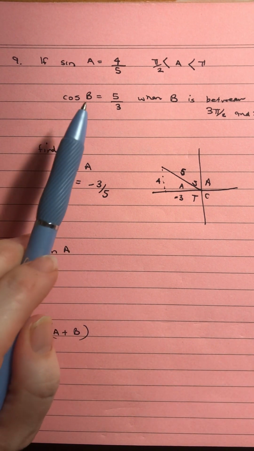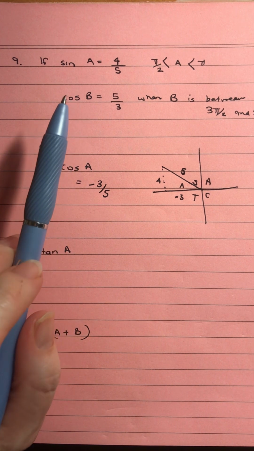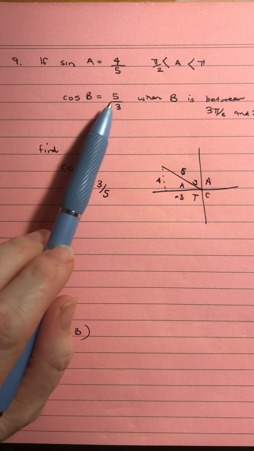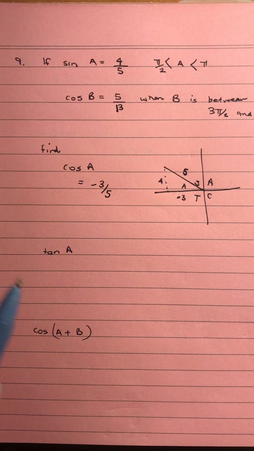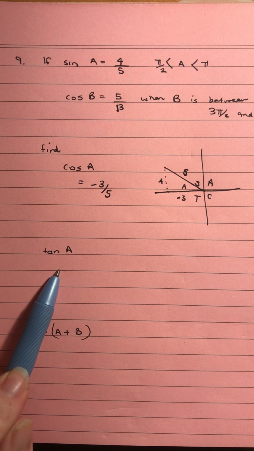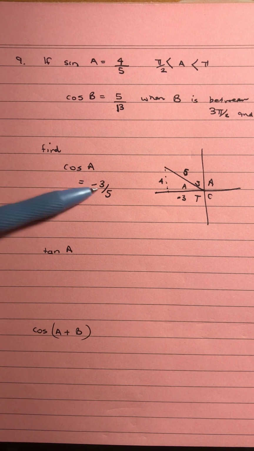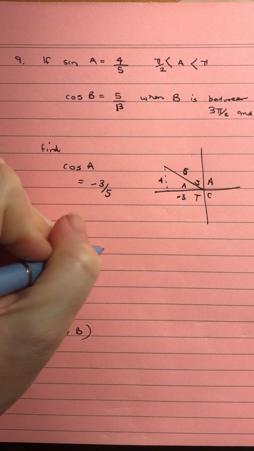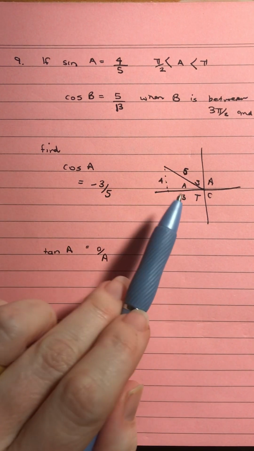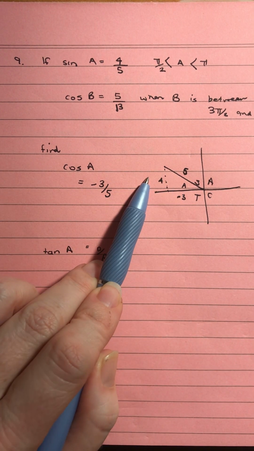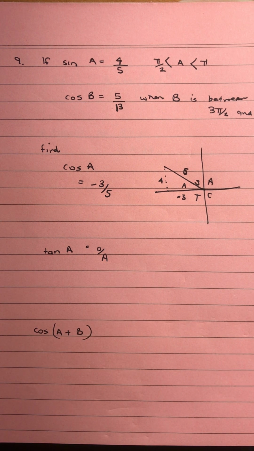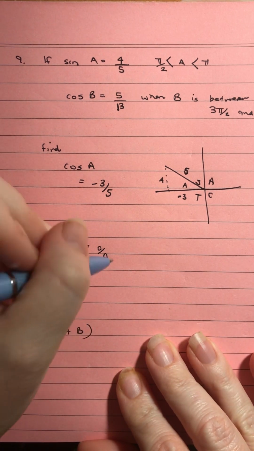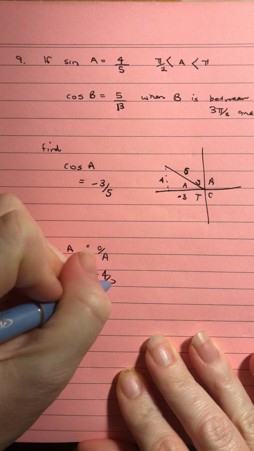Then we have the next piece of information where we have cos B is equal to 5 on 13, sorry. Now I realised I probably should have finished this bit off because I've got sine A and cos A. My tan A I know is opposite over adjacent, so my opposite is going to be 4 and my adjacent is the -3, so I can just pop that in and say that my tan A is -4 on 3. So that's that bit done.